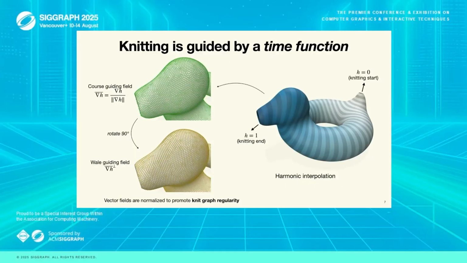The starting point for this is what we call a time function, h. It represents the order in which the fabric is knit. So we start at h equals 0 on the tail of the duck here, and we end at h equals 1 on the head, and it's smoothly interpolated in between. If we take this function and take its gradient, in the top left, it gives us a guiding field for the course rows. And we normalize this gradient field to promote equal spacing of the stripes, so to promote knit graph uniformity. If we rotate this gradient, we get a guiding field for the wale directions. And so the task here is to use those as starting points for optimization and then add singularities in there so that they form the stripes we want.